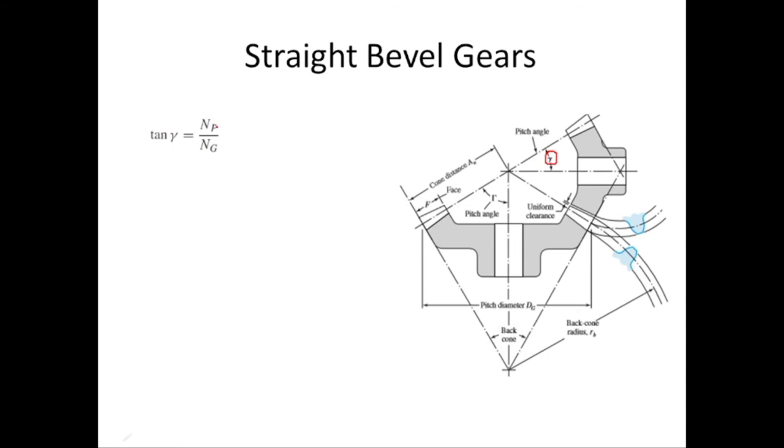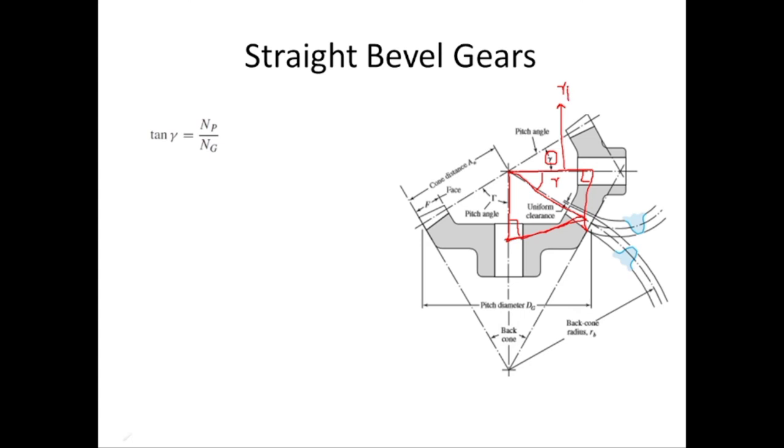Tangent of gamma is equal to the number of teeth on the pinion divided by the number of teeth on the gear. To prove it, let's move to the geometry of the gears. Draw a line on the shaft axis of the pinion, draw its radius line as well, and draw another line where the two cones, meaning the cone of the pinion and the cone of the gear, will meet. Similarly, draw a line on the axis of the gear as well and draw another line for its radius. These two angles are 90 degrees. Now this angle is gamma.